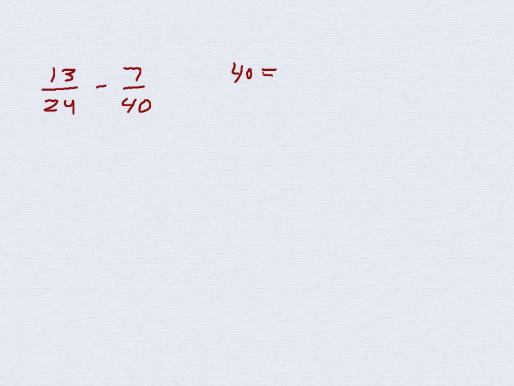So 40 times 1 is 40. 24 doesn't go into that. 40 times 2 is 80. 24 doesn't go into that. 40 times 3 is 120. 160. Check your 24s.